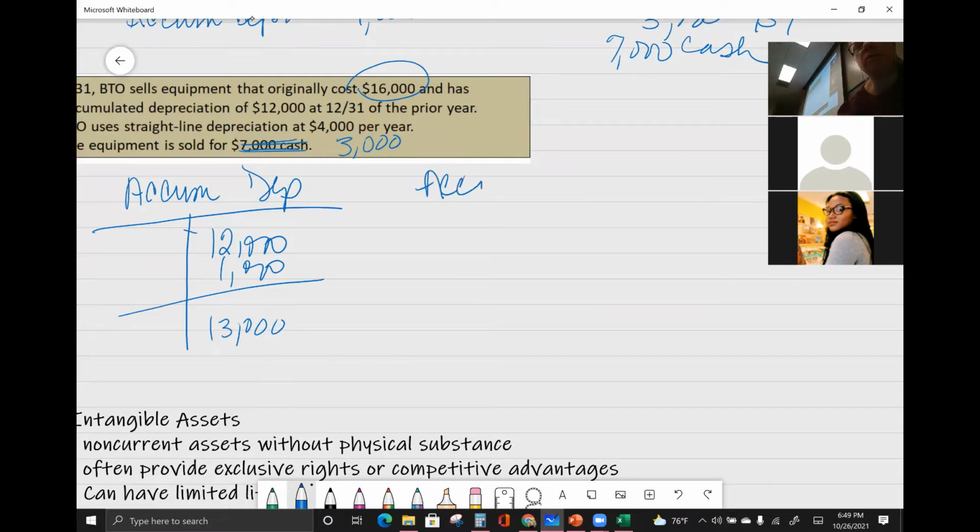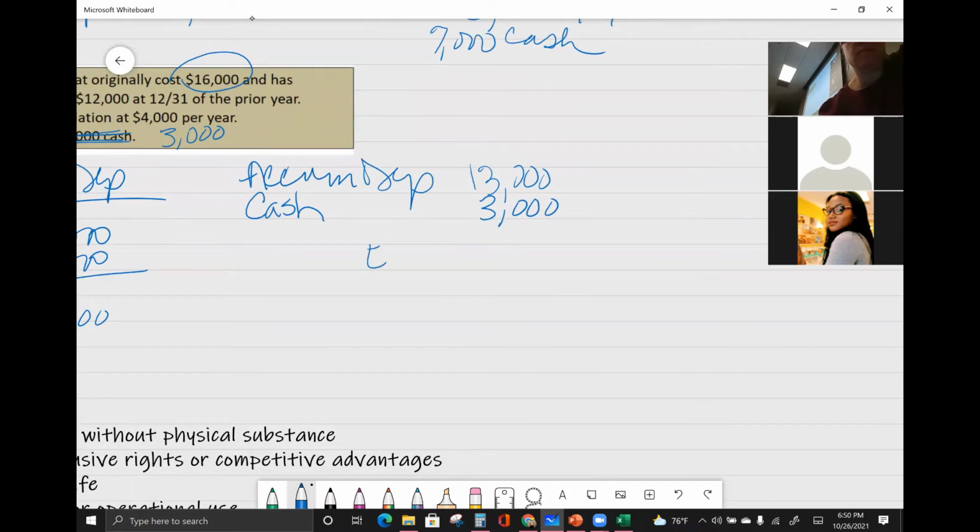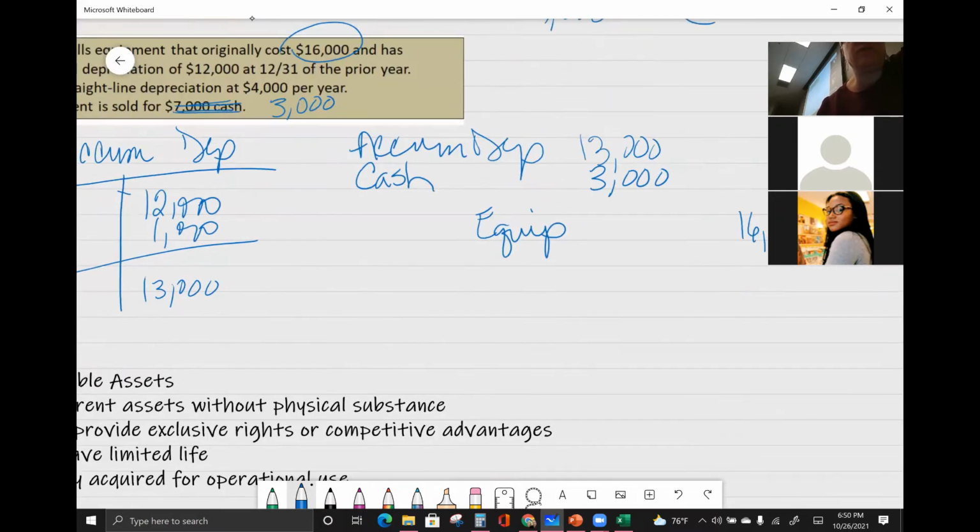So let's do what we know. Accumulated depreciation, 13,000. That's a debit. I'm receiving cash. Cash is coming in for 3,000. I know I need to get my equipment off the books for what I originally set it up for, which is 16,000. So I guess I didn't do that right because it didn't come out with a loss. It just matches. So I just sold it for what it was worth, right? Do you see that? See why?